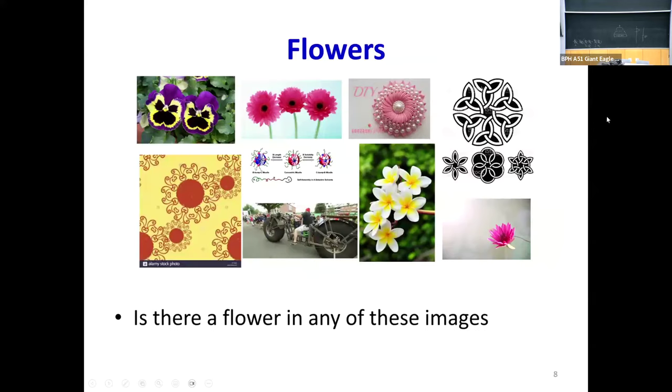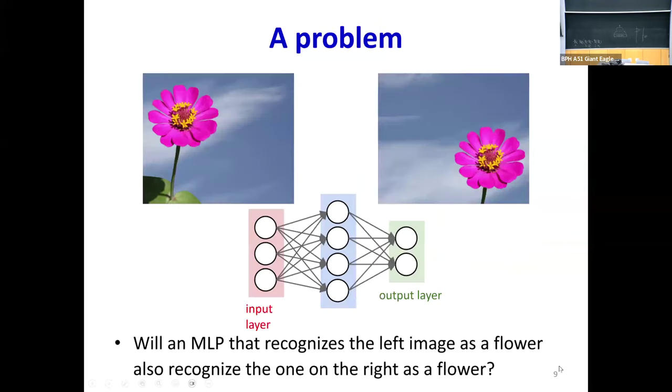Same thing with images. Consider this problem: does the image contain a flower? I could train my MLP on images with flowers in them. But an MLP that has been trained on images with flowers in the top left corner will similarly not fire if, in the test data, the flower occurs in the bottom right corner.